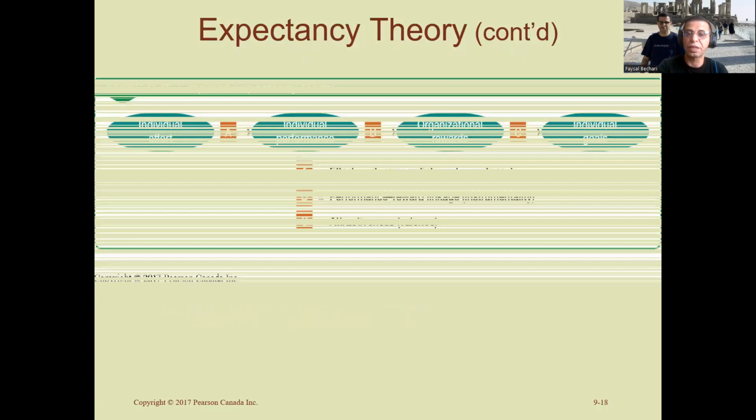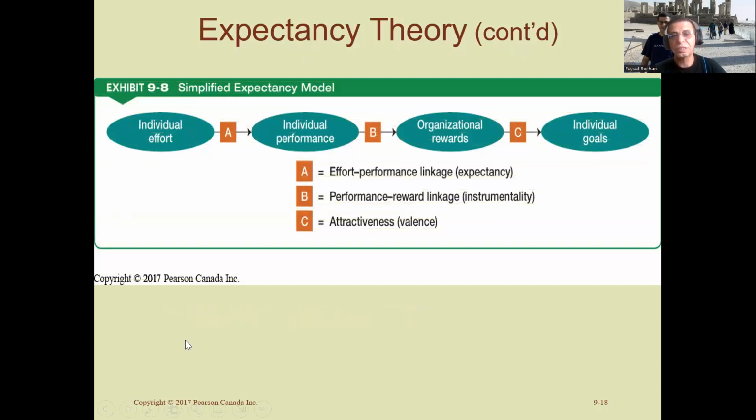So if we look at it differently, it's like this. You sit and think about individual effort. When I put in that individual effort, it should be converted to individual performance. And how it does is the effort-performance linkage. So that much effort produces that much individual performance. And that individual performance, you usually link it to instrumentality, which is organizational reward. And then whether that reward is attractive or not.